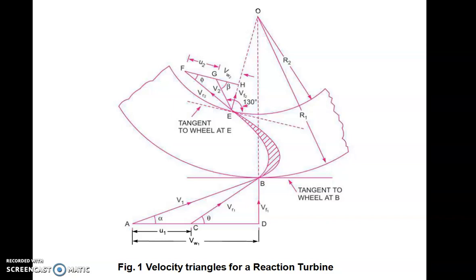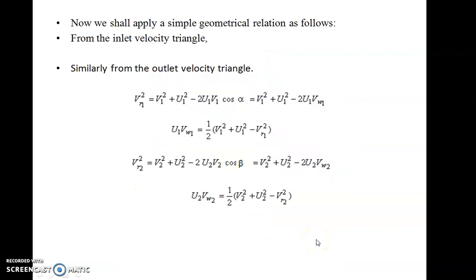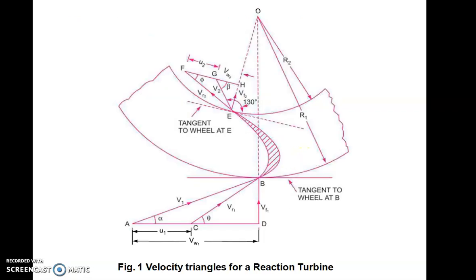If you remember the trigonometry, from the inlet velocity triangle as well as the outlet velocity triangle, we are going to use some trigonometric relation. So now we shall apply a simple geometrical relation, which is nothing but the cosine rule. We are going to apply the cosine rule for the inlet as well as outlet velocity triangle. If you take angle alpha and apply the cosine rule, then V1 square plus U1 square minus 2 times V1 into U1 into cosine of alpha will give you VR1 square.